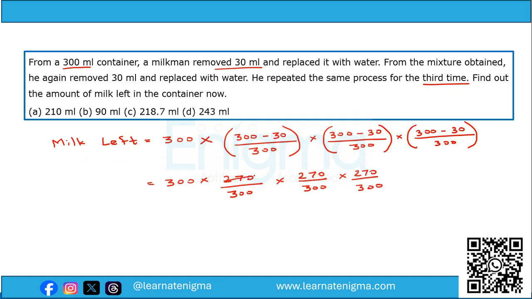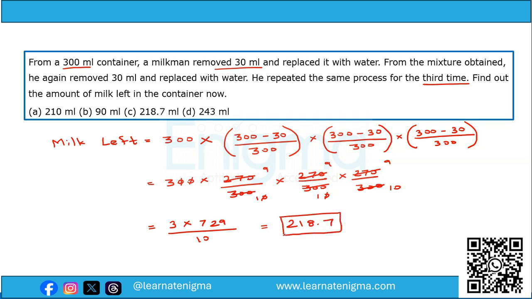Now we can reduce these fractions as 9 by 10, 9 by 10, and 9 by 10. Now two zeros can get cancelled out. Now we have 9 cube, that is 729 into 3 upon 10. So our answer comes out to be 218.7.